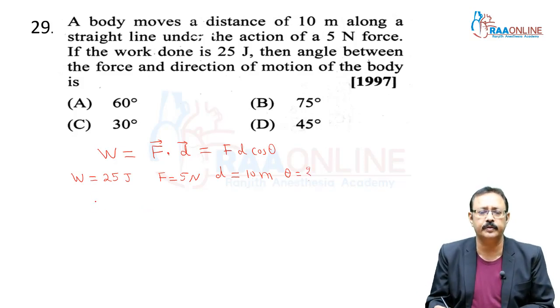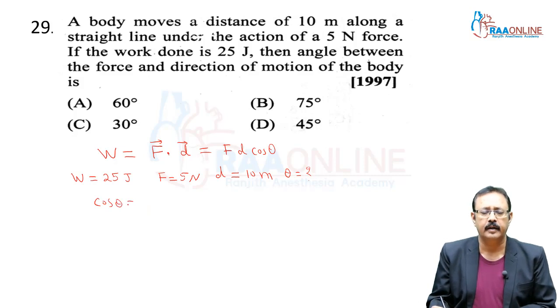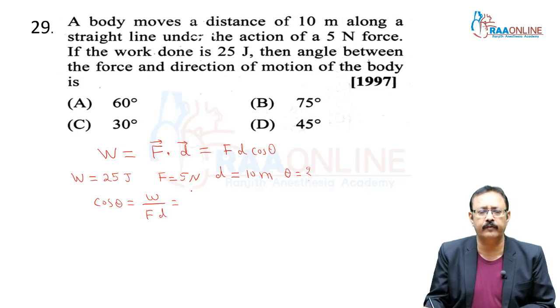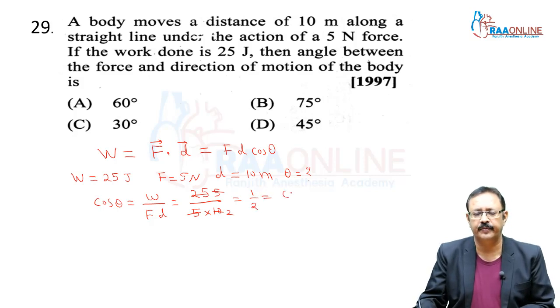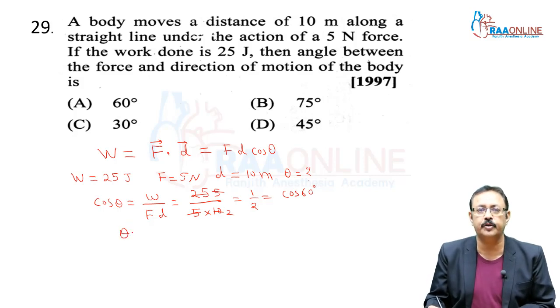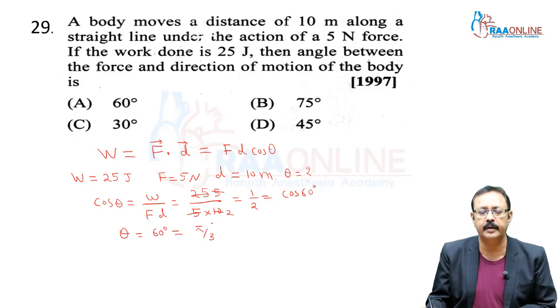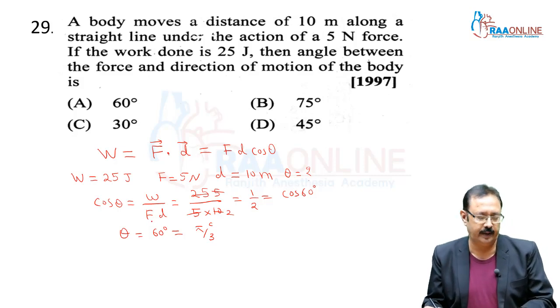So by putting the values, we get cos theta equals W upon FD. What is W? 25. What is F? 5. What is D? 10. 5 5s are 25, 5 2s are 10, so it is 1 by 2. Cosine of which angle is 1 by 2? Everyone knows, 60 degree. So what is the answer? Theta should be 60 degree, or if options are given in radian, pi by 3 radian, because pi is 180 degree.